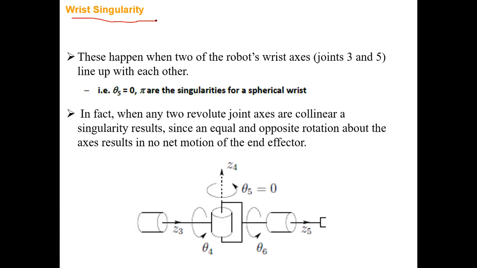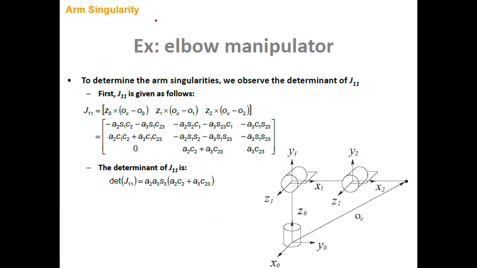And similarly, how do you find the arm singularity? Let's do one arm. There is only one kind of wrist, but for the arm we could have any kind of arm. Now this is one of the examples, the arm called the elbow manipulator. In this case, for the arm we have to do J11. So what is J11? The linear part of the Jacobian for the arm.